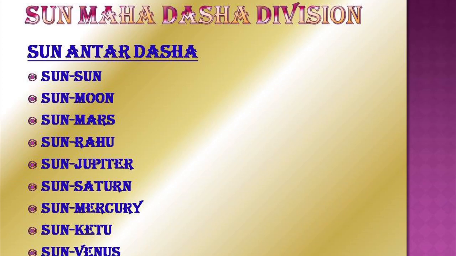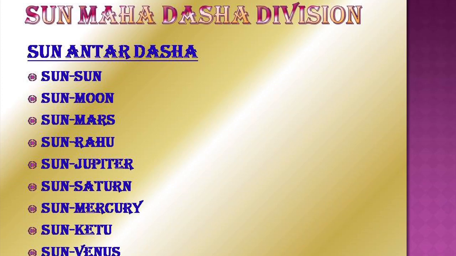This Antar Dasha will follow the same pattern of the Mahadashas. Starting with Sun, then followed by Sun-Moon, Sun-Mars, Sun-Rahu, Sun-Jupiter, Sun-Saturn, Sun-Mercury, Sun-Ketu, and finally Sun-Venus. Each of these subdivisions is of a lesser time than 6 years. If you add the shorter time periods of these 9 Antar Dashas, it will add up to 6 years.